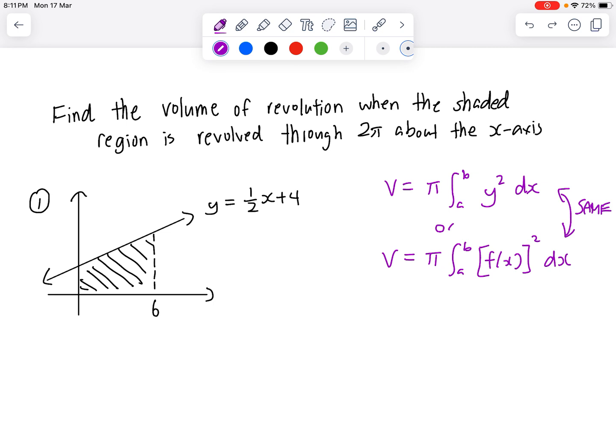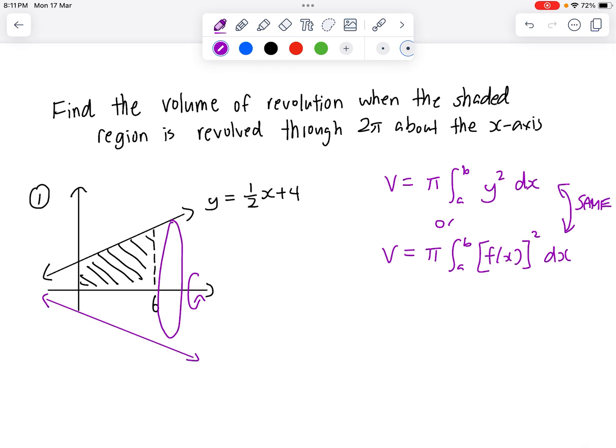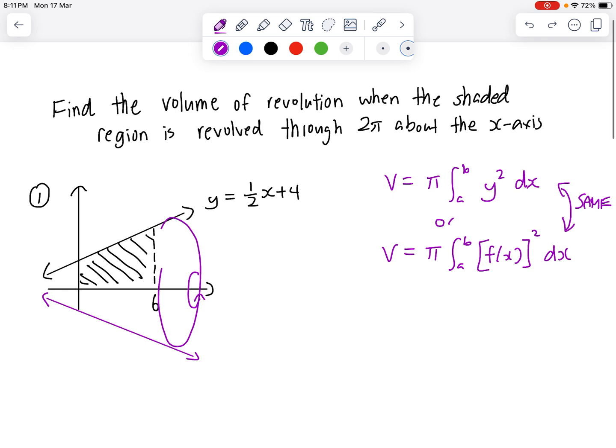So again, what I drew earlier is revolving about the x-axis. If I look at this visually, it will look something like this, where inside, again, it looks like a cone, similar to what I drew earlier, except that it's a straight line. But the idea is it's revolving around that, going around in a cone shape. So now let's try using our formula and find the volume of revolution.